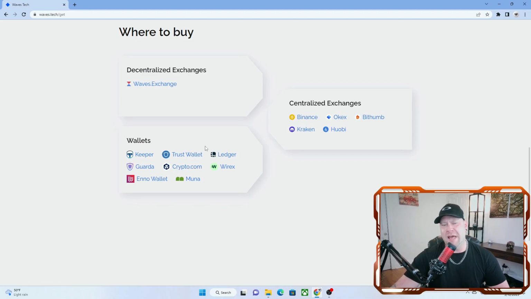I'm not saying Trust Wallet is bad. I just see a lot more scams happening with Trust Wallet than I do any other wallet in the market.